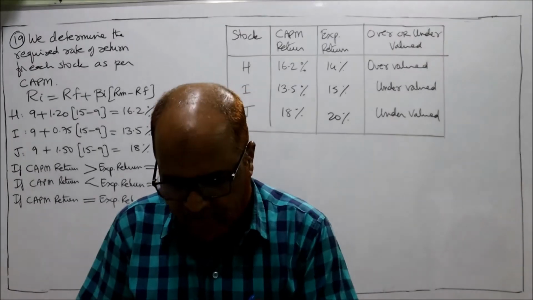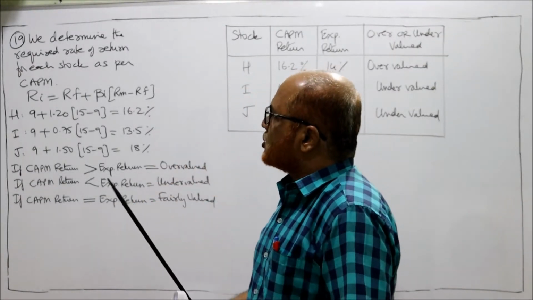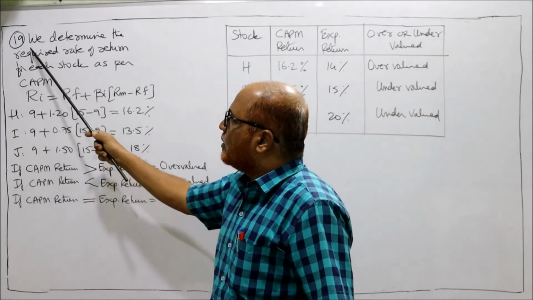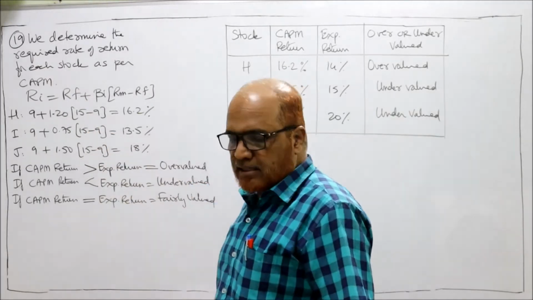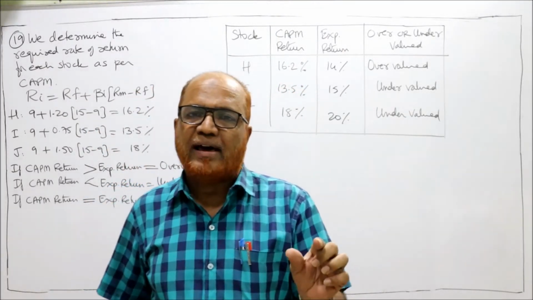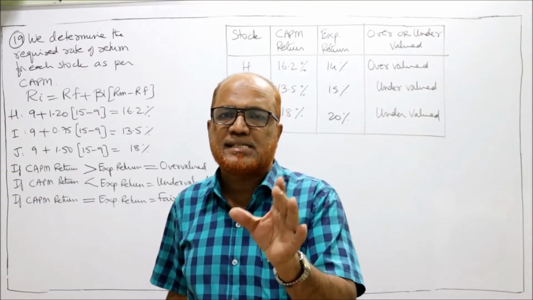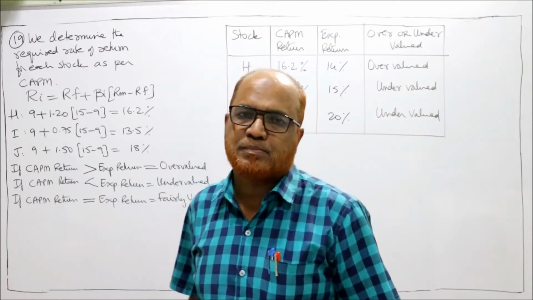Students, we'll continue our session. In the previous session, we have completed problem number 19. So in problem number 19, we have to find out whether the stock is overvalued or undervalued by comparing the CAPM return with the actual expected return.